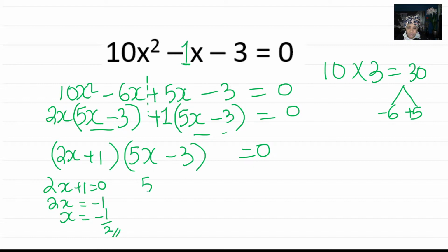And then I take 5x minus 3 equal to 0. And then 5x, I add 3 both sides, is equal to 3. I divide by 5, therefore x is equal to 3 over 5. Okay? That is a solution to this question.